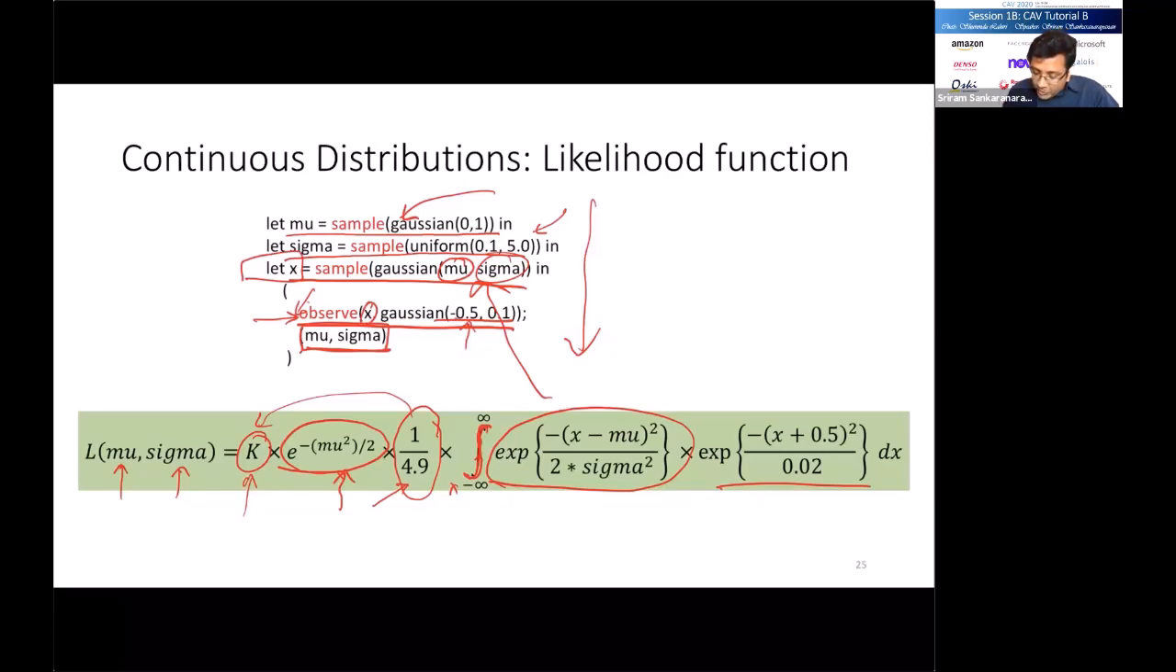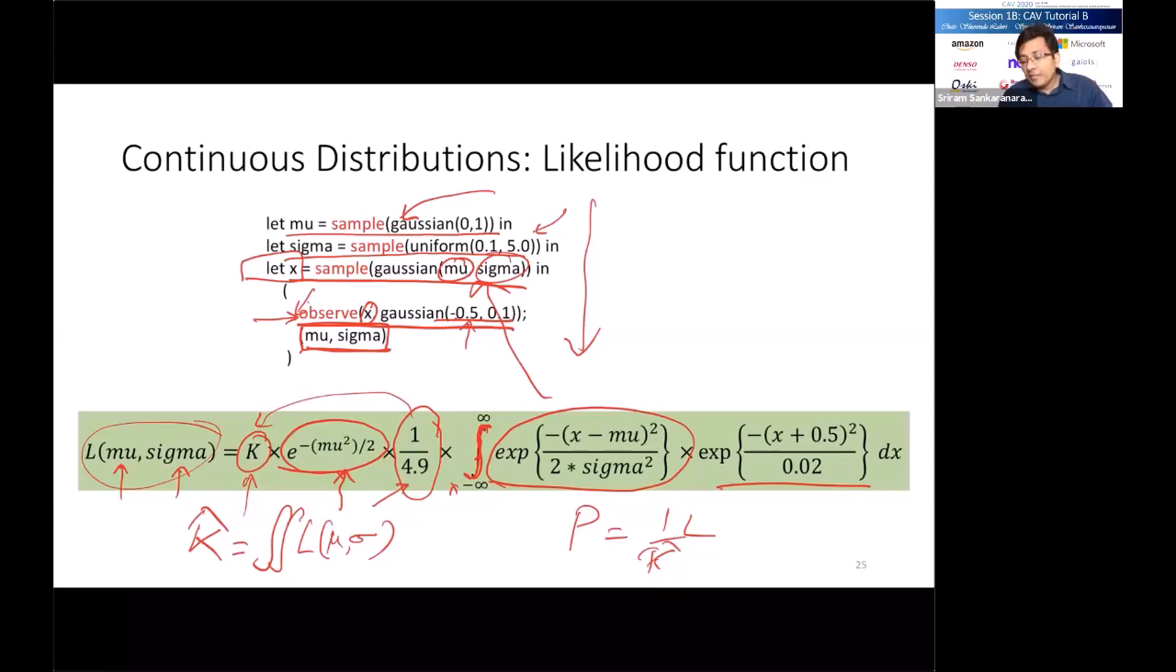Now, what I need to do is get a denominator, which means I need to integrate this likelihood over all mu, sigma. That gives me a denominator. Let me call this denominator k hat. Then the posterior is 1 by k hat, the denominator, times this likelihood. This is the semantics for a program with continuous distributions. You have to think of it as the product of density functions with integrals that integrate out all your observes.